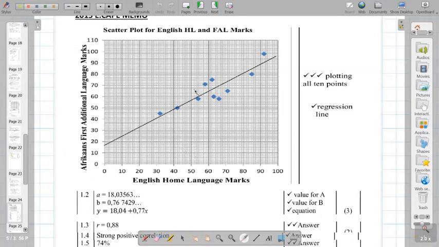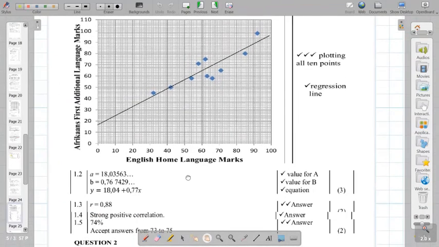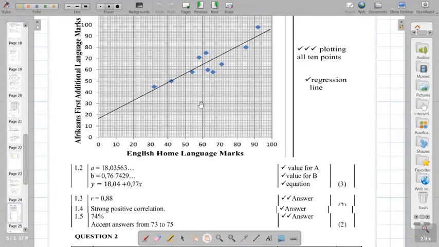And the trend, they didn't ask, but what we can say is, as the English marks increase, the Afrikaans marks increase as well. So we can say that that's fine. So we got the A and B values. We got the equation, we got the regression line, the correlation coefficient is 0.88. And we can say there is a strong positive correlation. That's good.